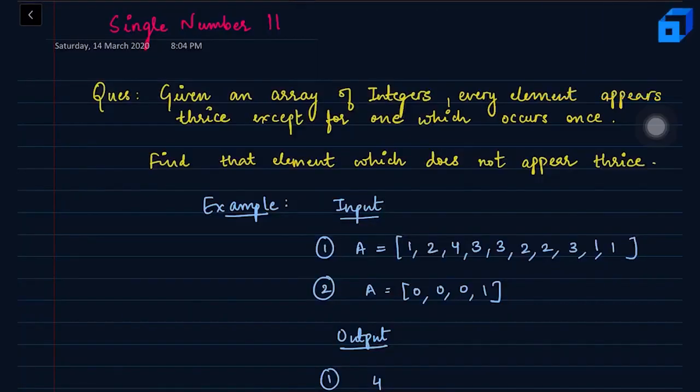Hello everyone. Let's talk about a new problem today, that is Single Number 2. What this problem says is that you will be given an array of integers, and in this particular array, every element is going to appear thrice except for one element, which is going to appear only once. And your task is to find that particular element which does not appear thrice. I hope the question is clear.